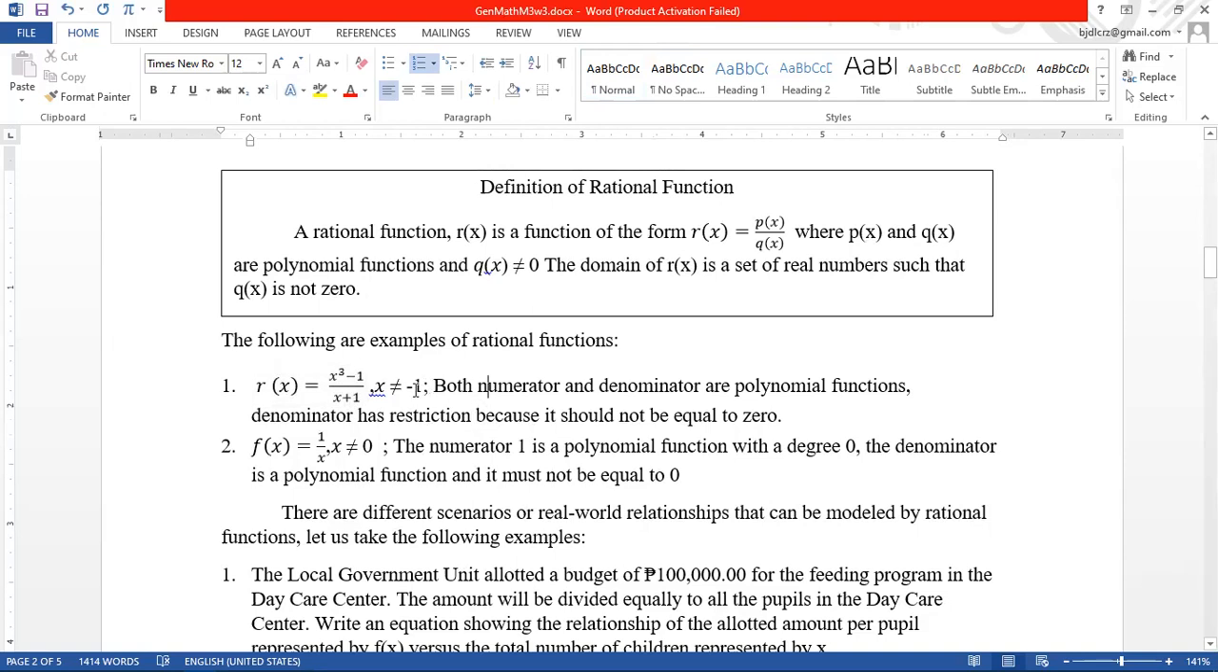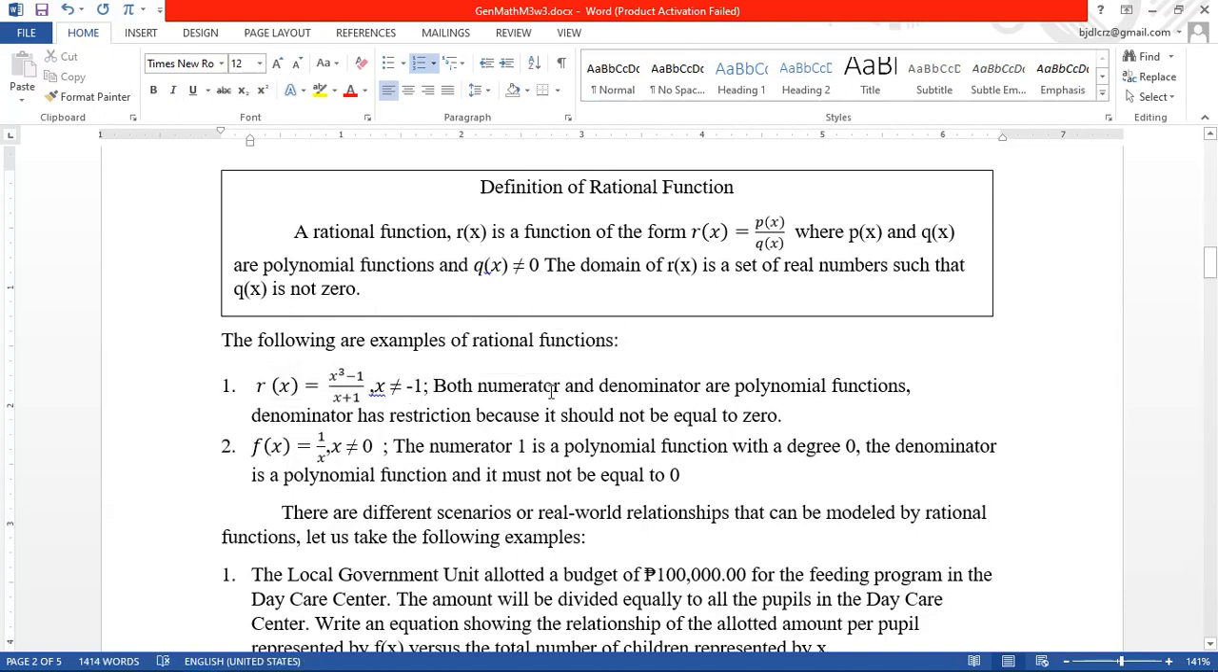Okay, r of x, x cubed minus 1 over x plus 1. X should not be equal to negative 1 because yung nag-substitute na to ang negative 1 there sa denominator. Negative 1 plus 1 is equal to 0. So, undefined siya or does not exist. So, that's why dili siya pwede equal to negative 1.